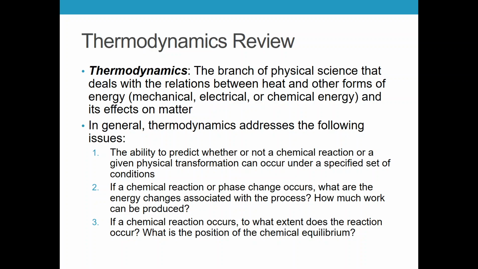Lastly, if a chemical reaction occurs, to what extent does the reaction occur? So what is the position of the chemical equilibrium? What I mean by that is, remember, with equilibria we're only concerned with how much product is formed relative to reactant. So what is the ratio of product molecules or product concentration to reactant concentrations? So really, if a chemical reaction occurs, how much more product would I produce? What is the position of the chemical equilibrium? What is the ratio of starting material and product?